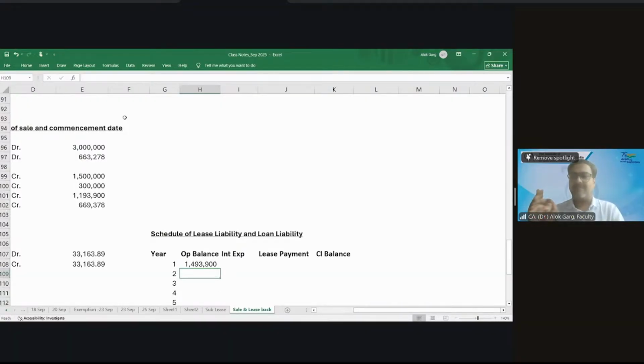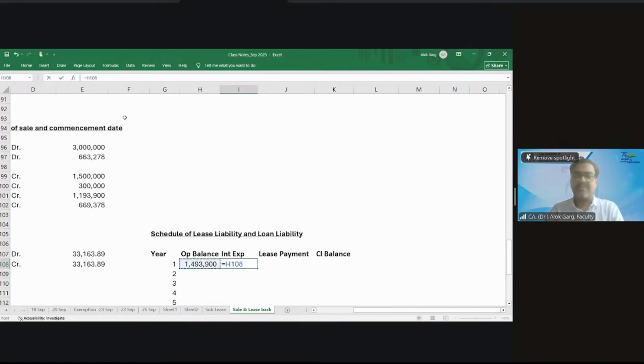11,93,900 is lease liability. 3 lakh is the loan liability. But you are not paying in one go. You are paying rental every year, 2 lakh rupees. This 2 lakh rupees you are paying for two parts: one for payment of loan and one for payment of lease liability, right? So the total liability and the interest rate is 12% only. You are paying at the end. So the numbers will be the same. So your opening balance is 1493.